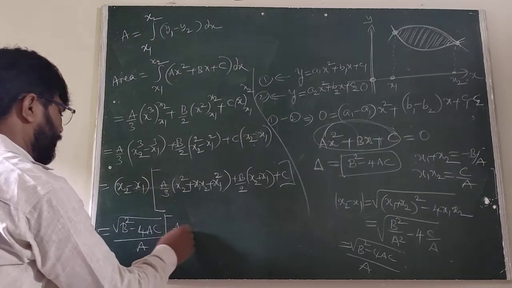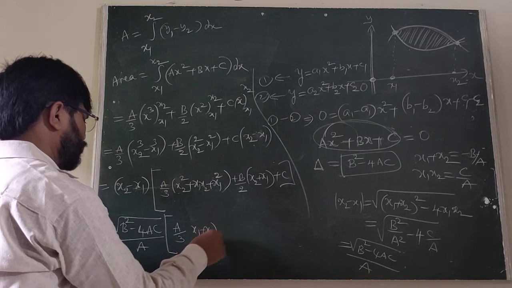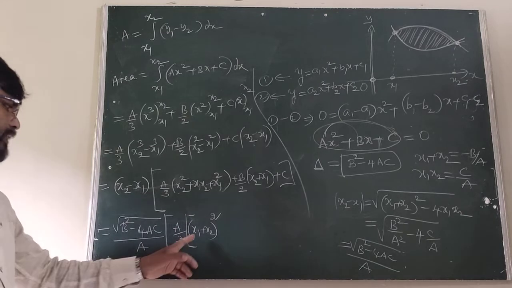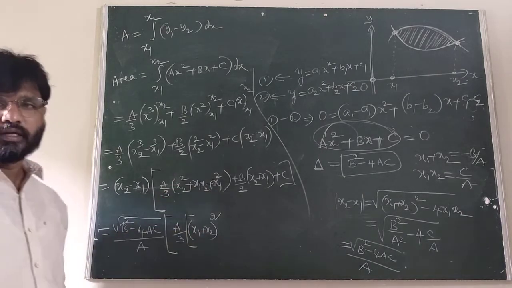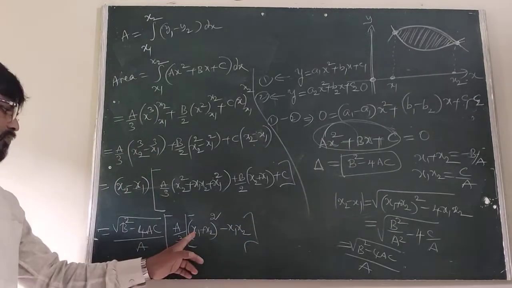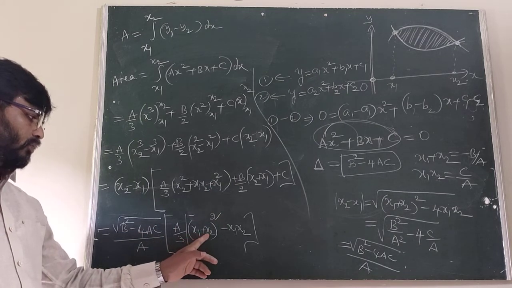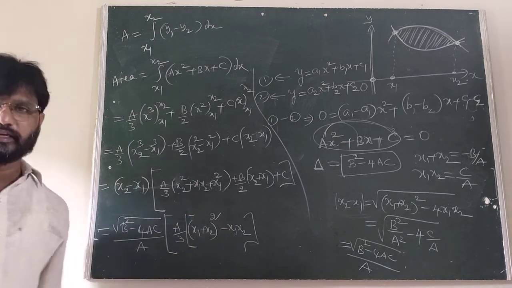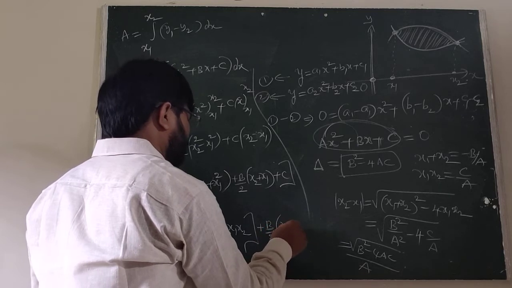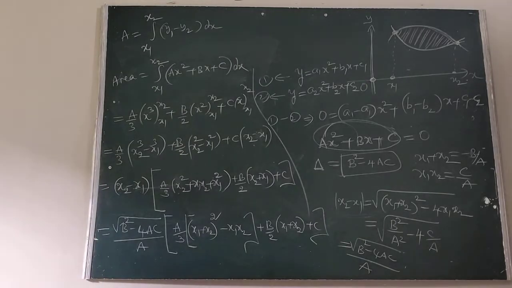This is a by 3. You can write (x1 plus x2) whole square. How to write this one? Here a² is this one, b² is this one. Now we can write minus x1x2. Is it clear? a² is the first one, b² is the second one, 2ab minus ab is x1x2. Then you can write b/2 into (x1 plus x2) plus c. Okay, now how to complete this one?